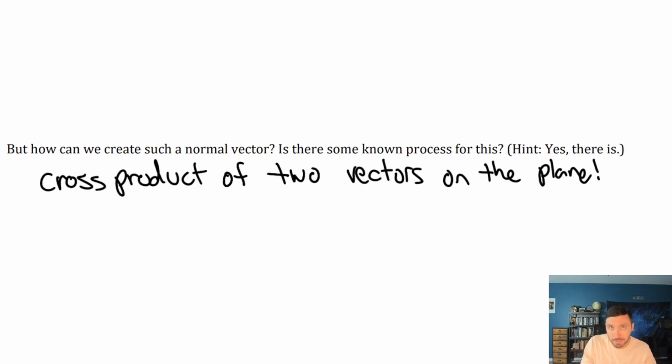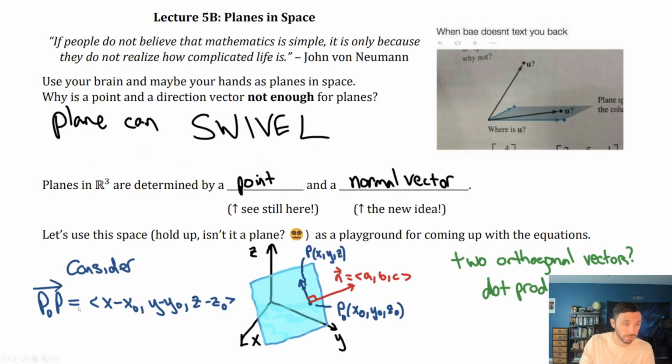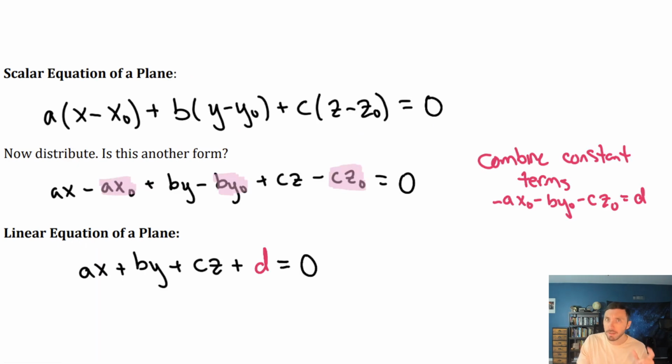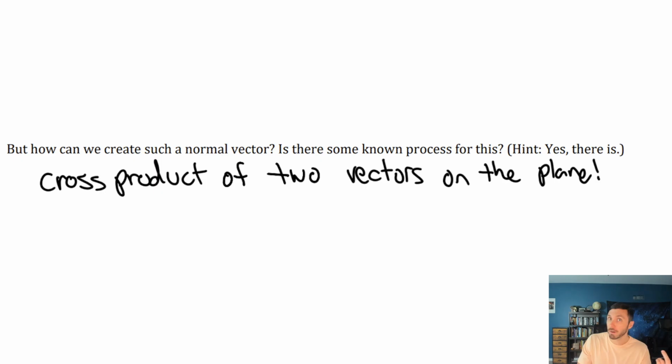So I just find 2 vectors on the plane. Sometimes I might have to create those vectors on my own, which is not that bad, by the way. Coming up with a direction vector is very simple. It's just literally subtraction of each component. So long as I can come up with 2 vectors on the plane, then I can just find the cross product of the 2, and I'm good to go. I have that normal vector.